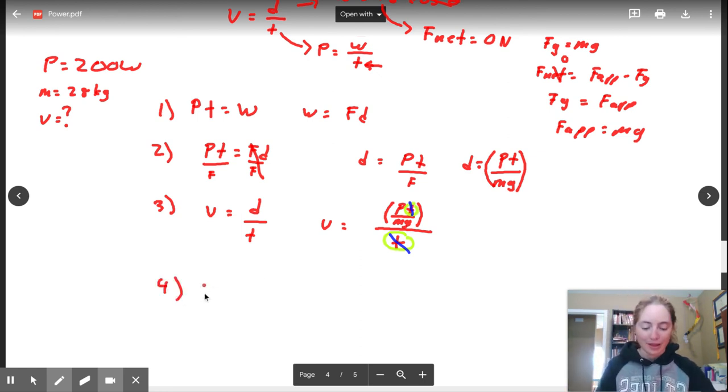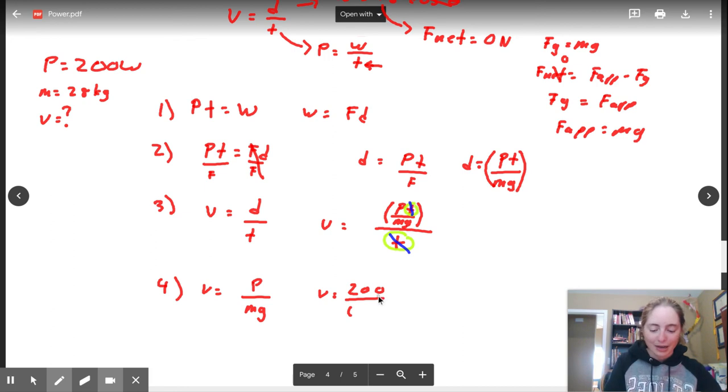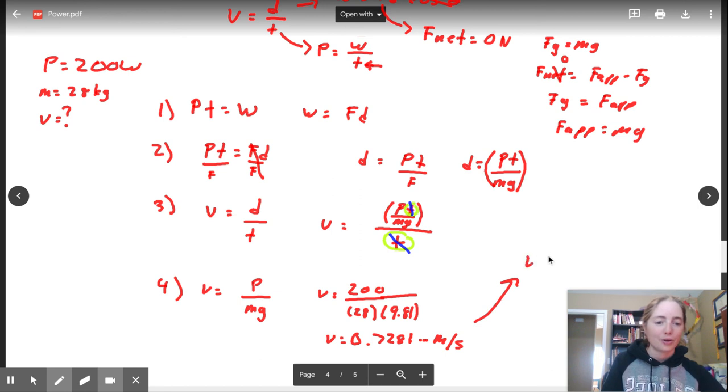Now, ladies and gentlemen, my speed is going to equal power divided by mg. That's all that's left, power divided by mg. So I'm going to put my numbers into my equation. The power is 200 watts, and we divide that by our mass of 28 kilograms, and g is 9.81 meters per second squared. Plonk your numbers in, and you're going to get a speed of 0.7281 meters per second. With sig digs, you're going to wind up with a speed of 0.73 meters per second.